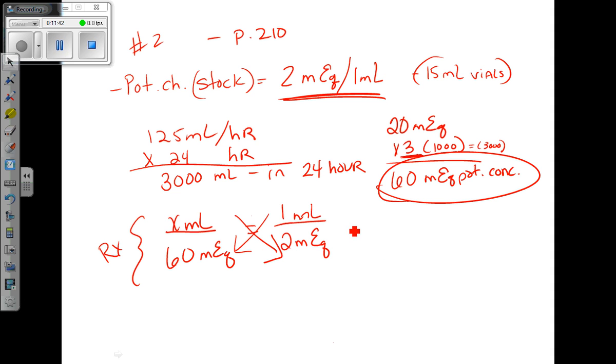Okay, so then you're just going to cross multiply. X times 2 is 2x, goes on the bottom. 60 times 1 is 60. 60 divided by 2 would be 30 milliliters of potassium total. Okay, but they come in 15 milliliters per vial, so you would need 2 vials.